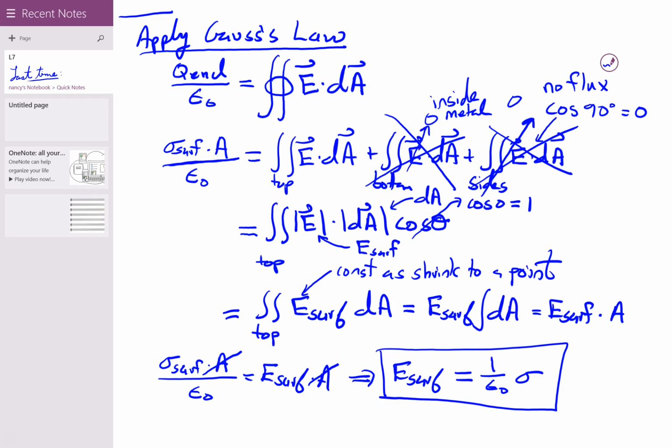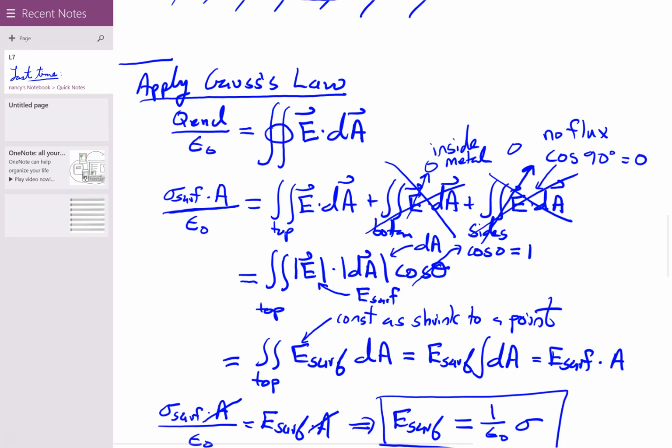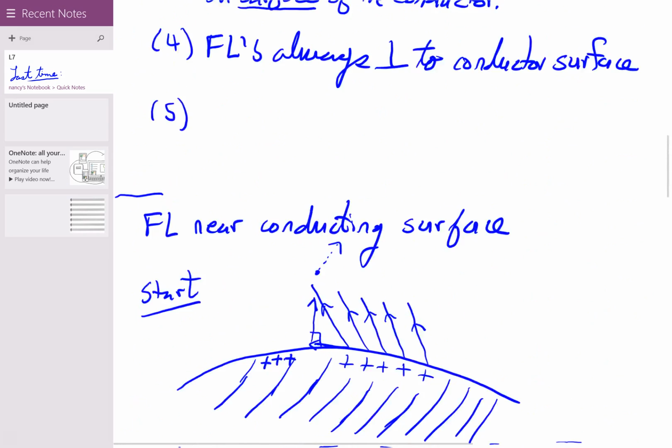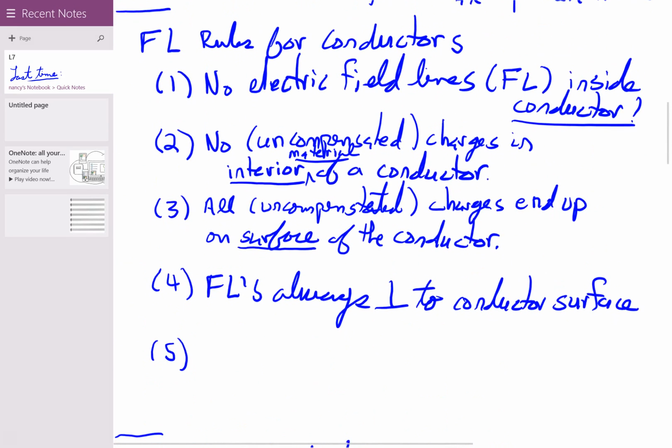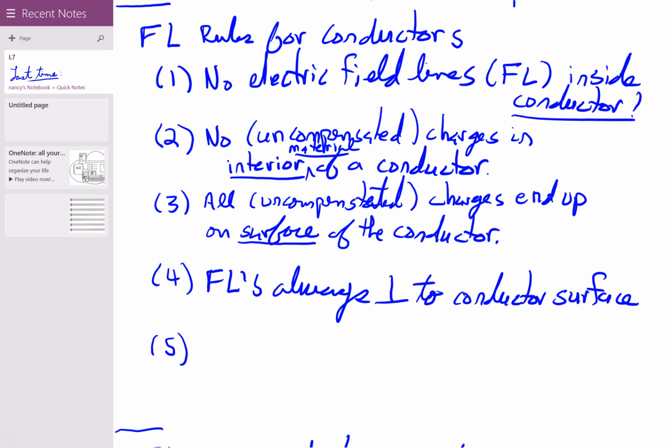So now we can relate this back to our final set of field line rules. Let's go up to where we had those to try to complete them. We had that the direction of the field lines is always perpendicular to the conductor surface, and now we also know that the strength of the electric field, not just its direction, is given by the surface charge density of the charges gathered onto that surface divided by epsilon naught.